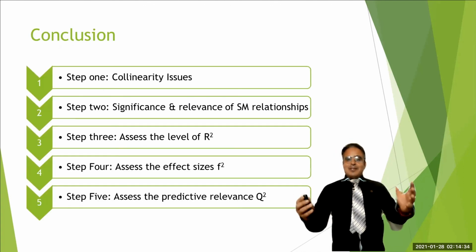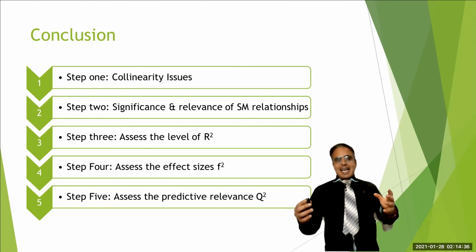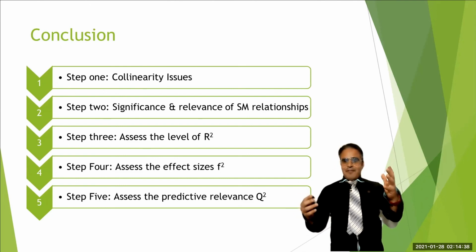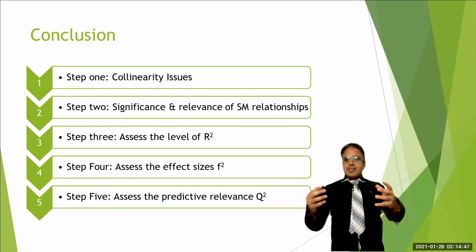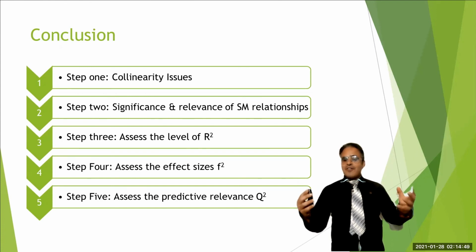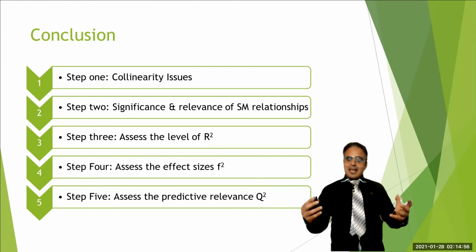Therefore, my fellow students, as you notice, 5 steps are followed in order to assess our structural model: collinearity issues, significance and relevance of structural model relationships, R-square, F-square, and Q-square.